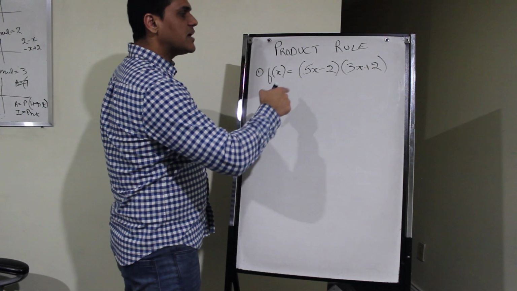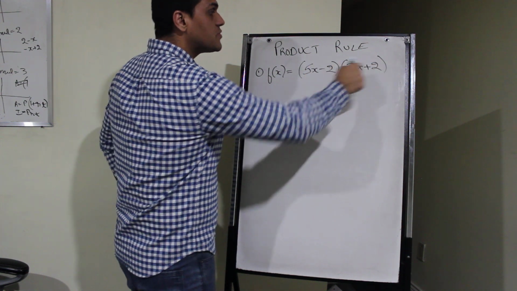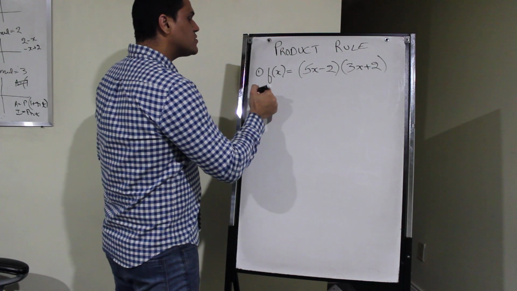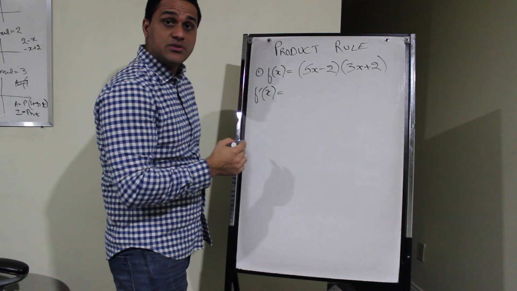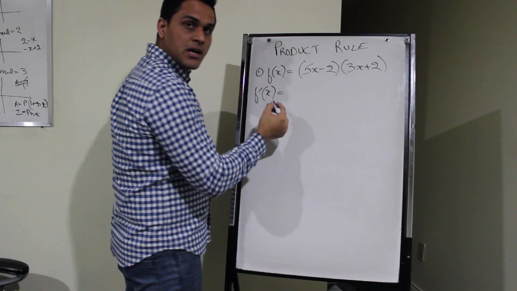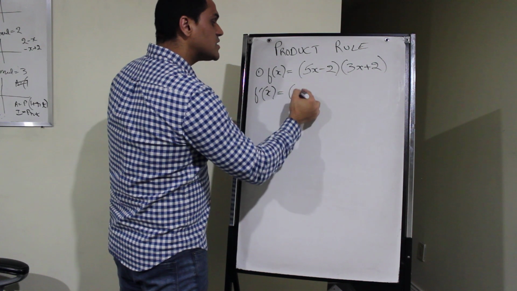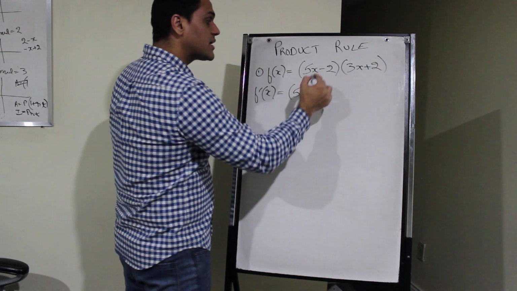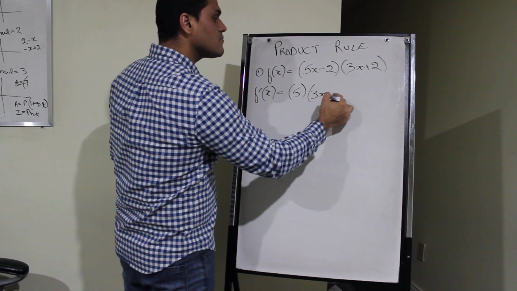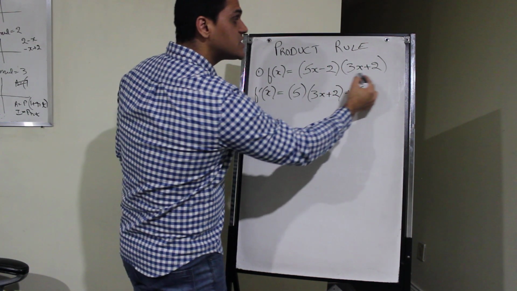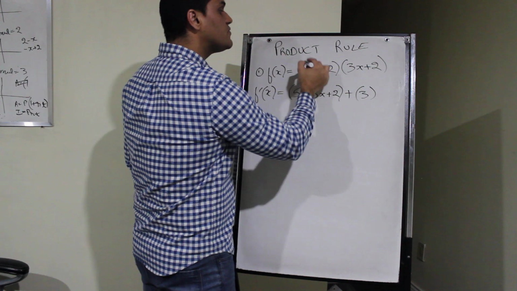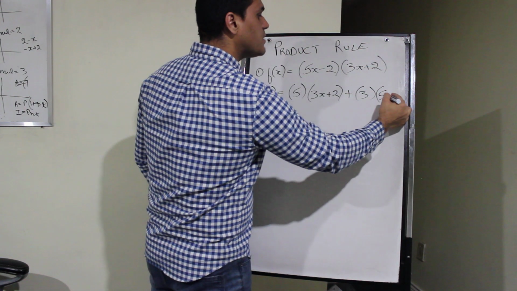F of x in this case is 5x minus 2 times 3x plus 2. If we want to get the derivative of this equation, we would need to get the derivative of the first term. The derivative of the first term is just 5 times your second term, plus the derivative of the second term, which is just 3, times your first term, which is 5x minus 2.